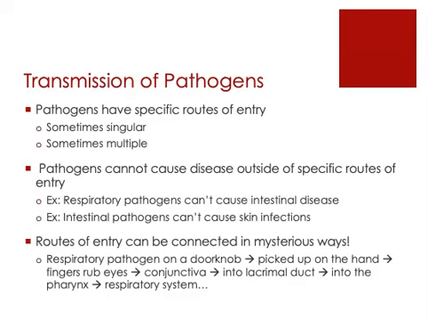Tears from the eye wash the pathogen off of the conjunctival tissue, down into the lacrimal duct, back into the pharynx, and then from the pharynx down into the respiratory system. And now the pathogen is where it's capable of causing disease in the respiratory tract.